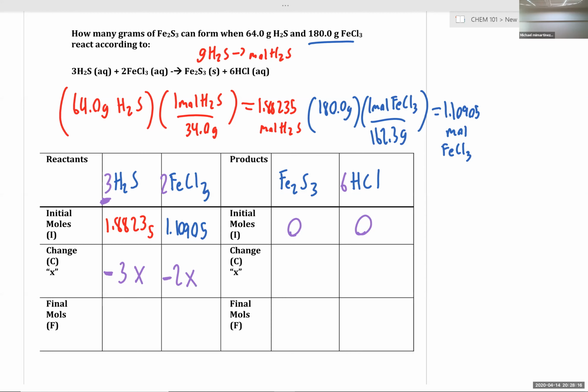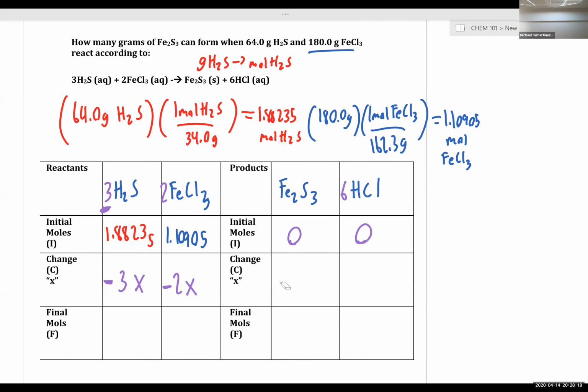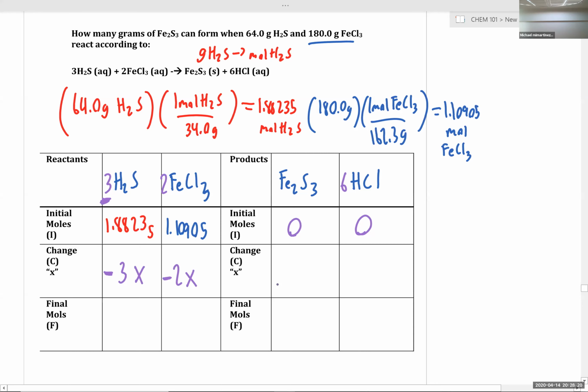So, if we're making product, would the change coefficient be negative or positive for our product? For our product, positive, exactly right. So it would be plus x for iron 3 sulfide. And what would it be for hydrochloric acid? Would it be plus 1, plus 2? It would be plus 6x, exactly right. Okay.